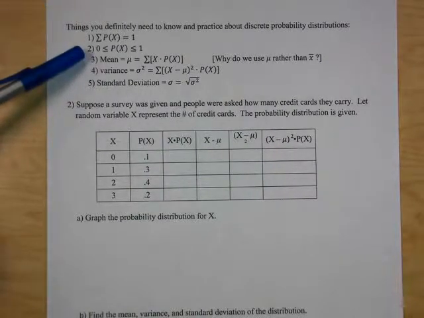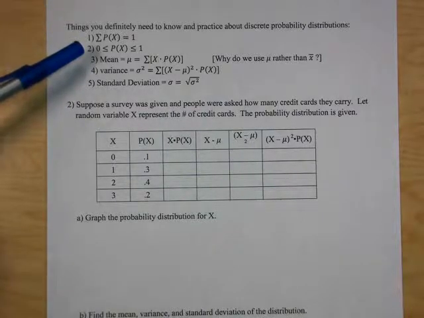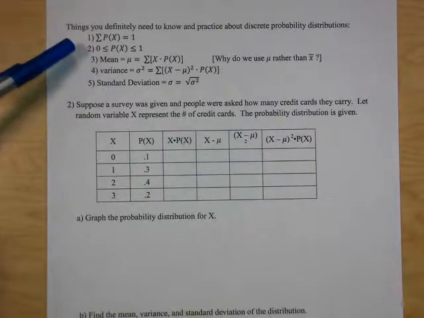The second thing was that 0 is less than or equal to p of x, which is less than or equal to 1. That's a fancy math way of just saying that each individual probability has to be between 0 and 1. Okay, and it could be 0, could be 1. That's where the equals to comes in. So when you look at 1/6, 1/6 is between 0 and 1.